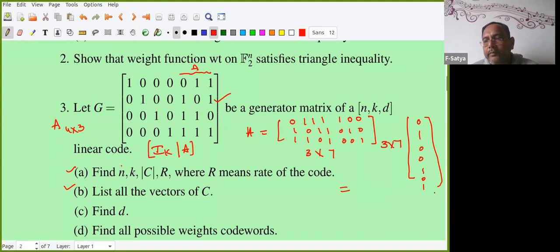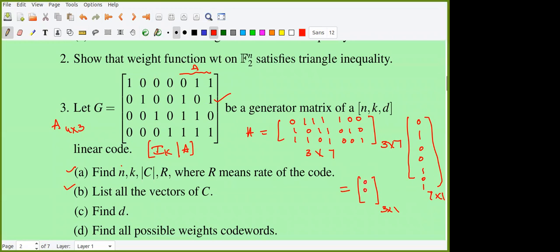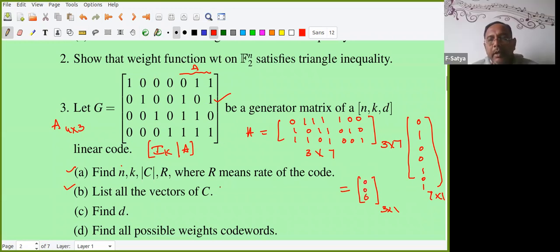Are you following? So this is 7 by 1. So I'll get 3 by 1, right? So 3 rows and 1 column. And what will I get? Multiply it and tell me. 0, 0, 0. We'll get 0, 0, 0 because it is in the null space. So that is another way to find out. C can be found in two ways: one is to take any codeword and multiply here, or find the null space of this. Okay, fine. So please check those things later.